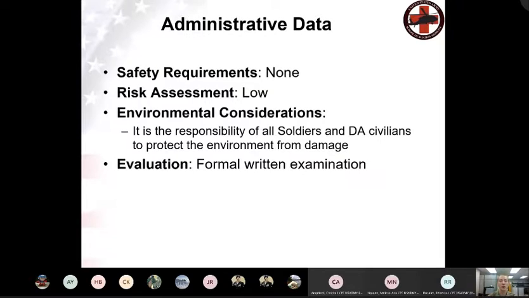So as we look at this administrative data, just please don't fall asleep while you're sitting in quarantine. That's pretty much where we're at with that.